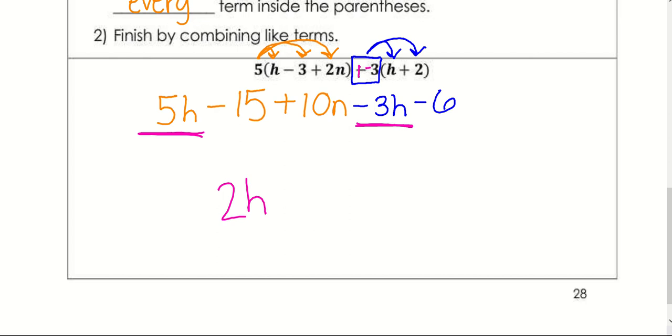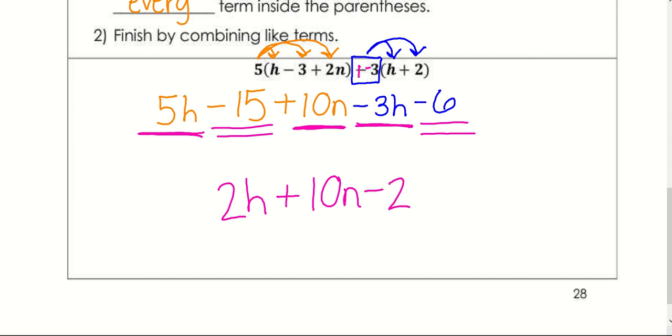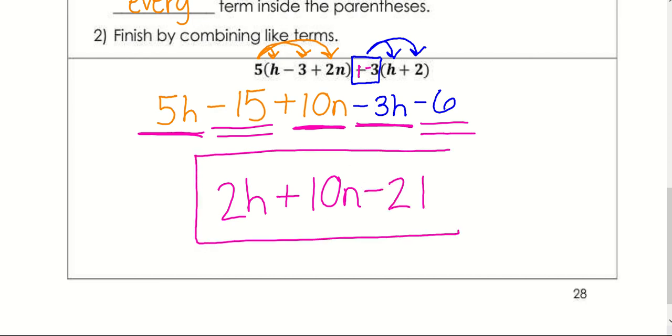Keeping in mind the alphabetical order, I'm going to go to my next term with a variable. So I have 10n, and that's positive, so it's plus. And last but not least are my constants. Negative 15 and negative 6 gives me a negative 21. Alphabetical order and constant last.